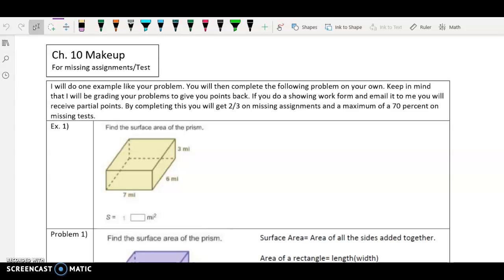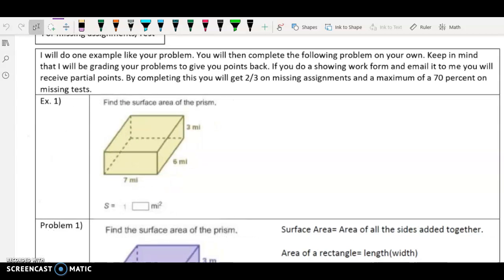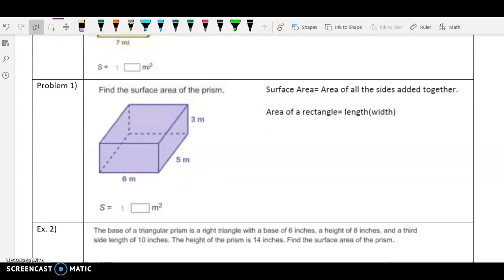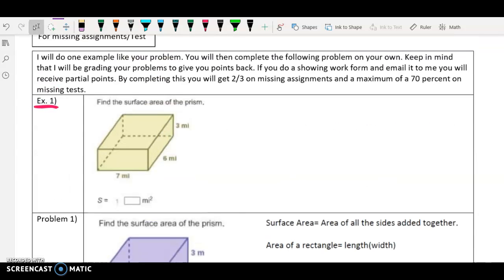So what we're going to do is I will have one example that is like the problem that you will have to solve. So for example, example 1 is what I will be completing, and then problem 1 is what you are completing. And so you will complete the problem that follows the example on your own, and you will insert your answer into the Edpuzzle. Keep in mind that I will be grading your problems and that's how you get your points back. So if you don't put any answer into Edpuzzle, then I have nothing to grade for you. So then you can't earn any points back.